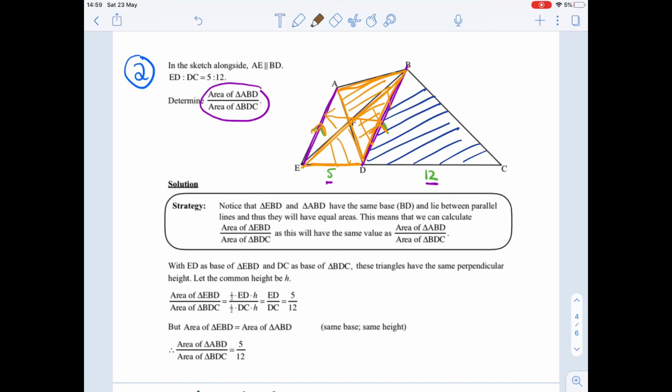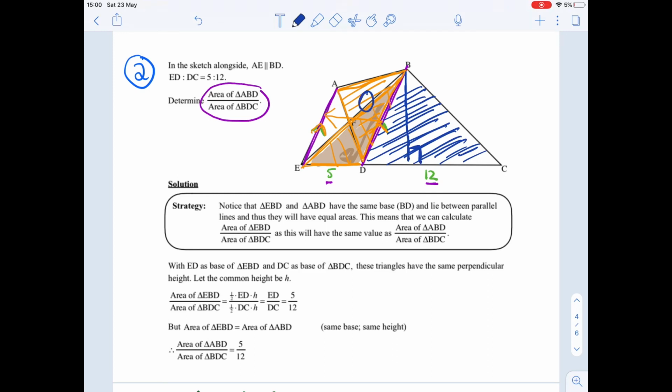Now, this second orange triangle, I'm going to highlight it here. This one here does have a relationship with this blue one here. Can you see they have the same height? So they have the same height. And there's your link. Okay.